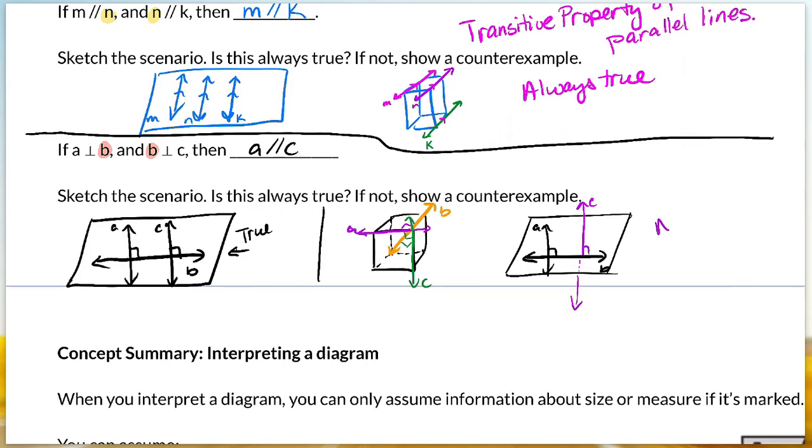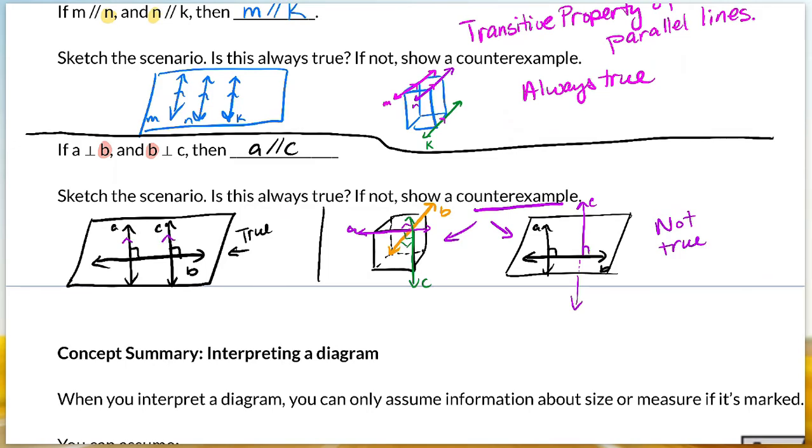So over here in these images, it's not true. So counter examples, my diagrams here and here are both counter examples. They prove that if A is perpendicular to B and B perpendicular to C, then not necessarily A and C ending up parallel. So I'm going to add little parallel markings to that first diagram there.